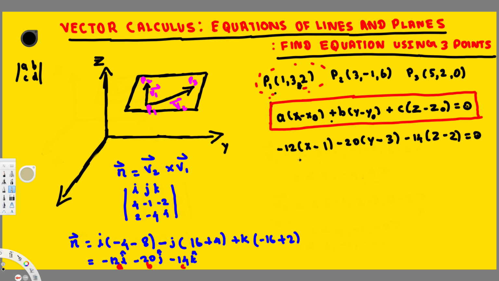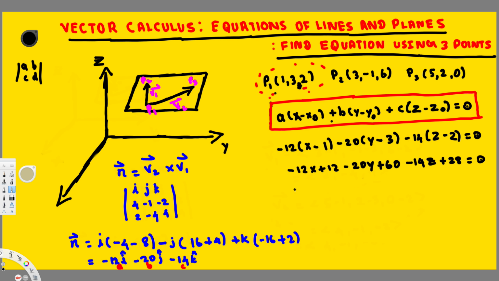Now let's simplify this one. So here we're going to have negative 12x, and if you multiply this one, negative 12 times negative 1, positive 12. The next one is going to be negative 20y, and negative 20 times minus 3, that's going to be positive 60, and then we are going to have negative 14z, and negative 14 times negative 2, that's going to give us positive 28, that's equal to 0, right?